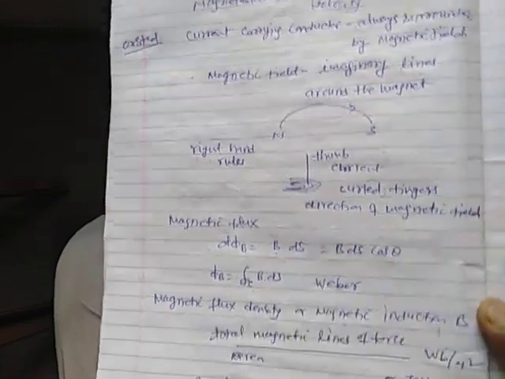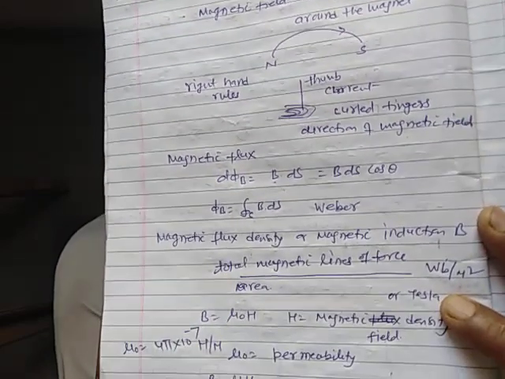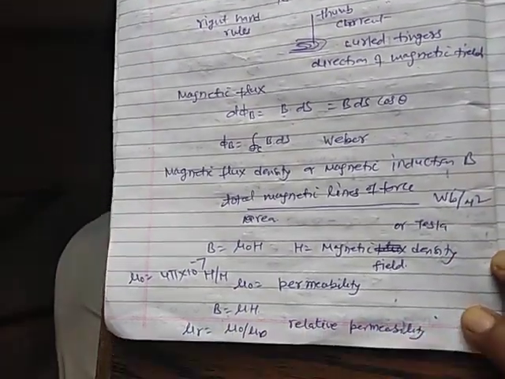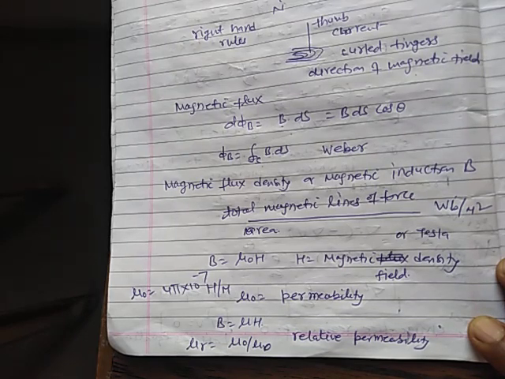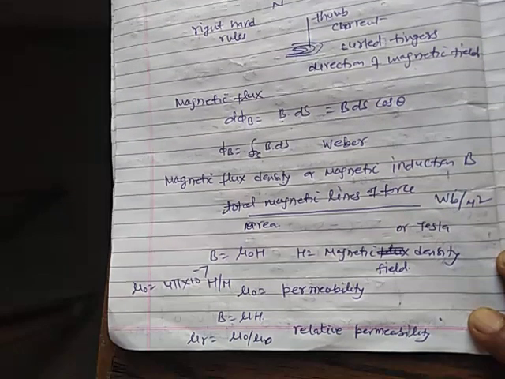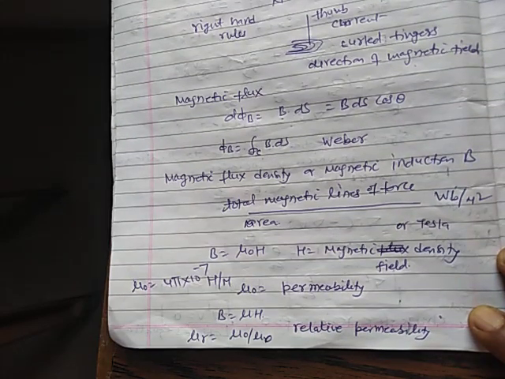Now, the same as electric flux, we have magnetic flux, and we can write magnetic flux d phi B is equal to B dot dS, and it is equal to B dS cos theta, or phi B is the surface integral of B dot dS, and the unit of phi is Weber.